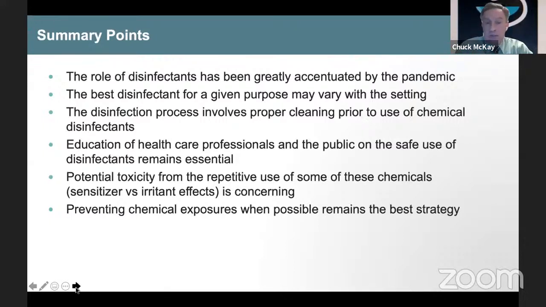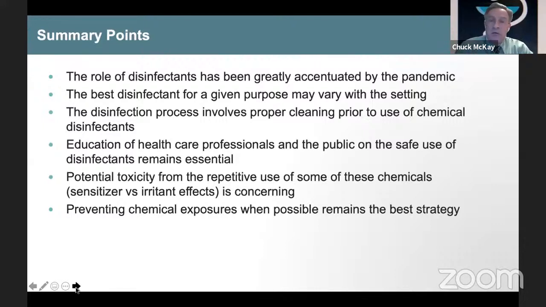In addition to the regulatory required stuff for the given areas we talked about in terms of businesses and childcare settings. So the best disinfectant will vary both with the setting and with those kind of regulatory requirements, but all of them require proper cleaning before chemical disinfection.